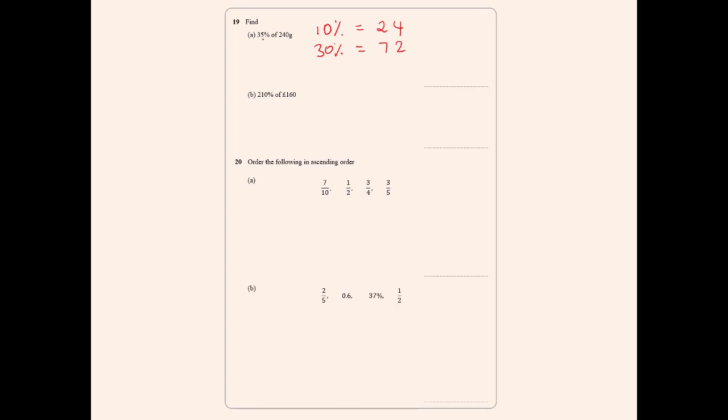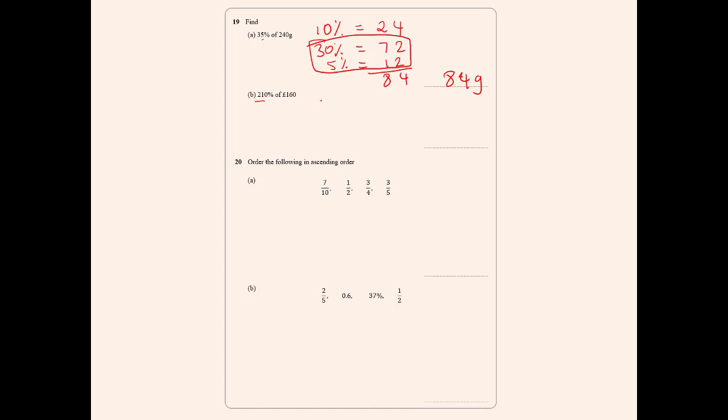Then we still got 5 more percent left because we need to get to 35%. 5%, which is half of 10%. 24 divided by 2, which is 12. Just add these two together. So 2 add 2 is 4, 7 add 1 is 8. 84. So 84 grams is the answer.